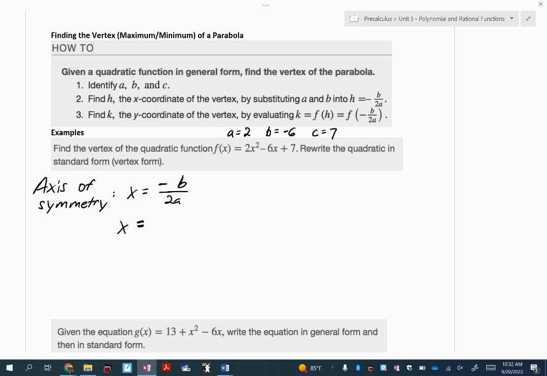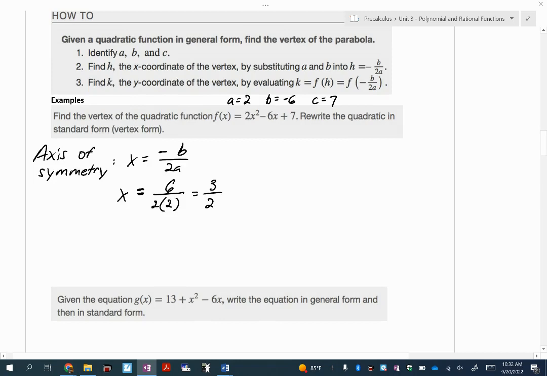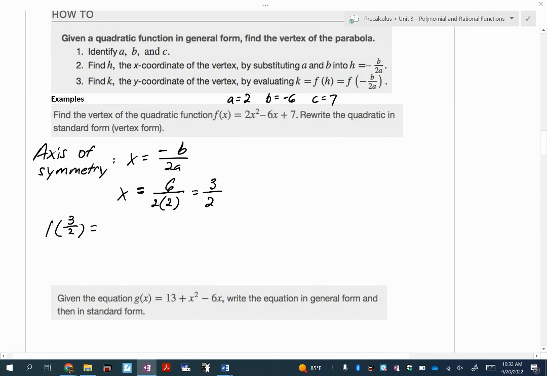So the opposite of that B is going to be 6 over 2 times my A value of 2, which gives me 6/4 or 3/2. So my x value is going to be 3/2. Now to find the y value, I'm going to evaluate this f of x function. I don't know why I wrote g, sorry about that.